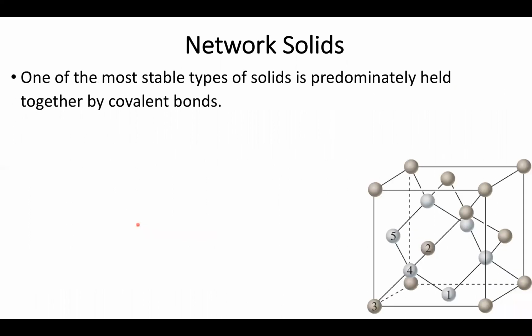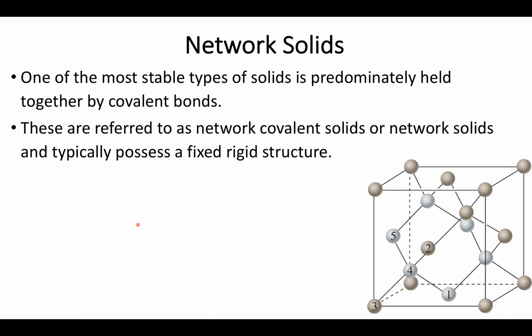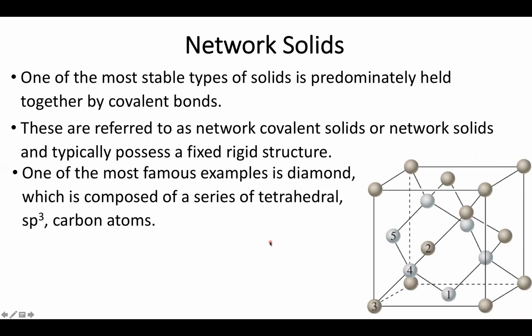So one of the more stable types of solids we can start with is going to be held together by our strongest of bonds, covalent bonds. If electrons are shared, those bonds don't want to break for anything. So these are generally referred to as network covalent solids or just network solids. And in general, they tend to have fairly rigid structures because those covalent bonds really don't want to bend or break. One of the more famous of which is diamond.